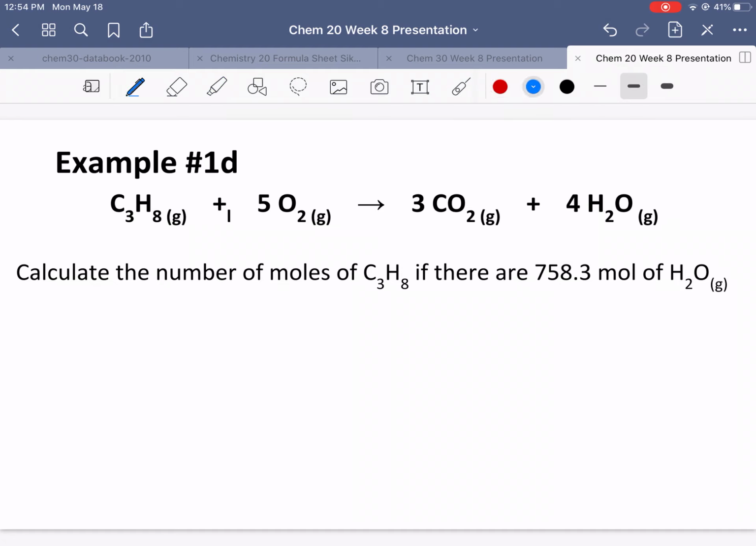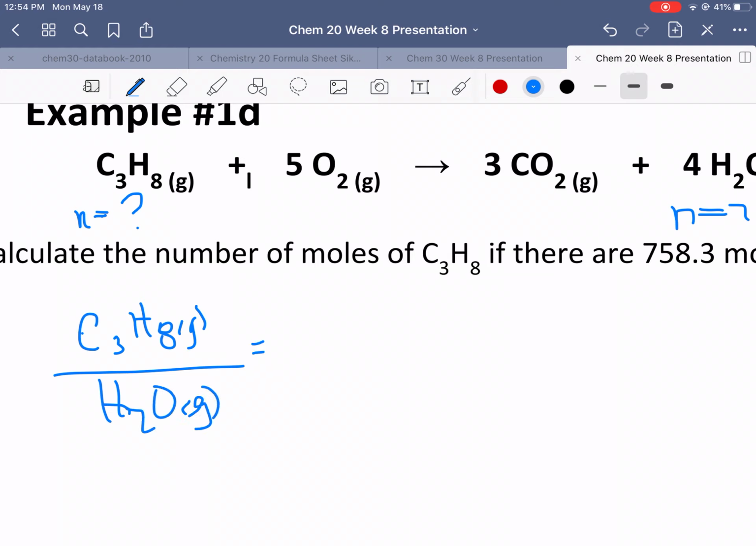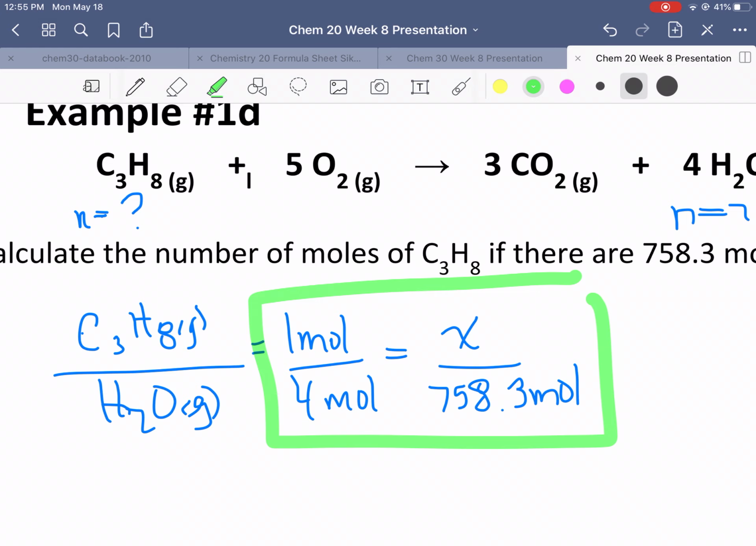Number of moles, calculate, of C3H8. So here's our unknown. If you have been told that there are 758.3 moles of water vapor. In other words, for this one, we are comparing the propane C3H8 to the water vapor. And when we look at the mole ratio of that, it is a 1 mole to 4 mole comparison. We don't know the amount of the propane, but we do know the amount of the water vapor is 758.3 moles. A mole ratio. You get the pattern. Cross multiply and divide.